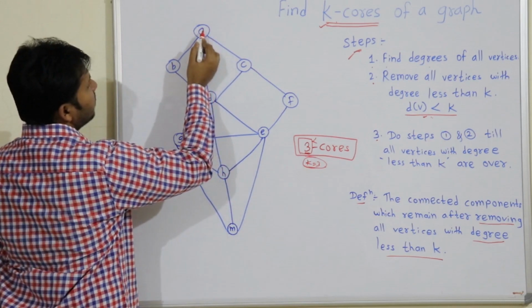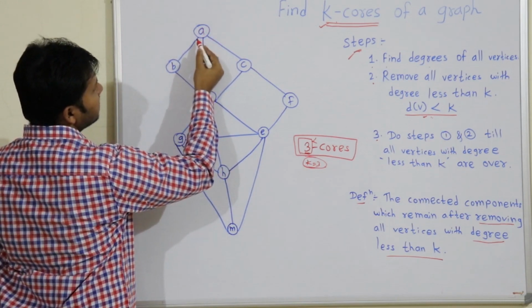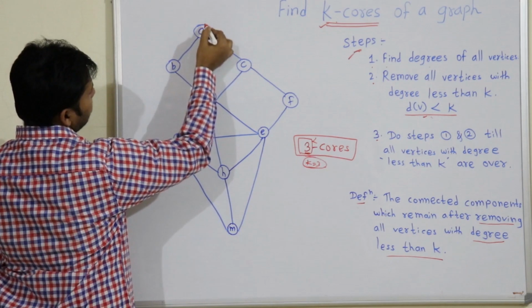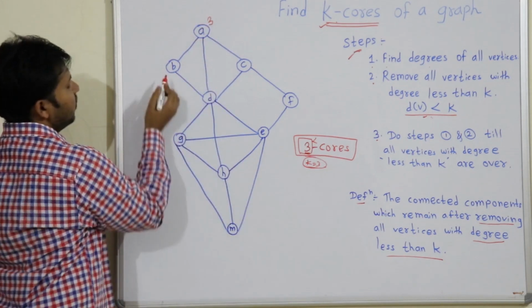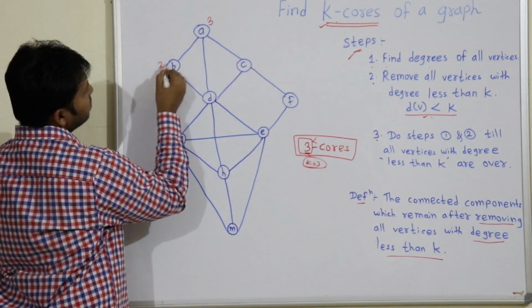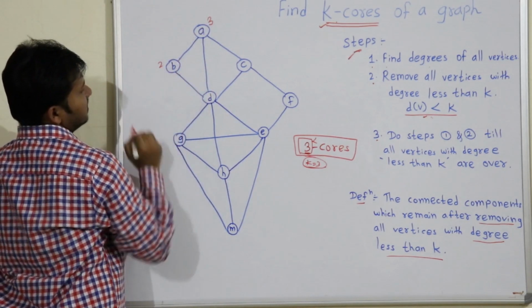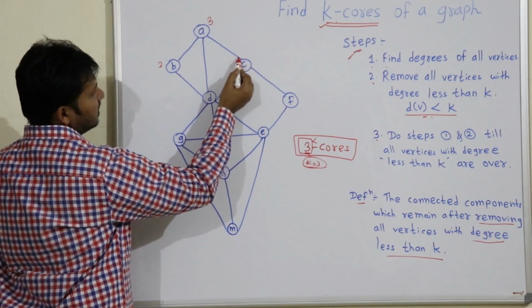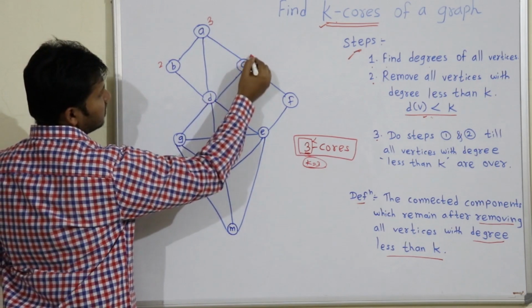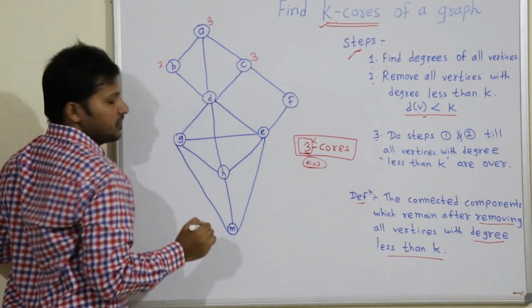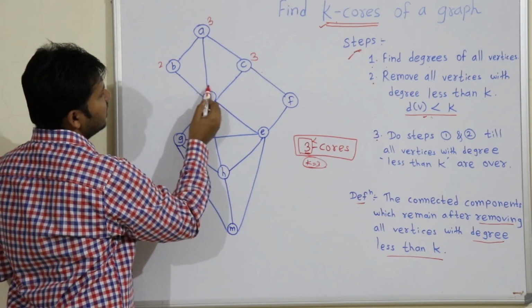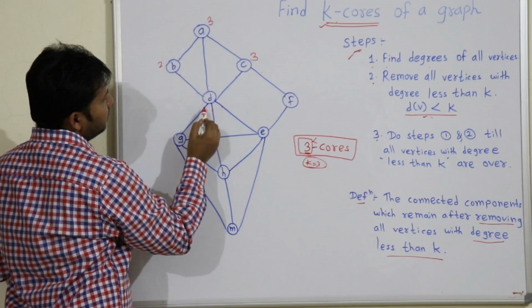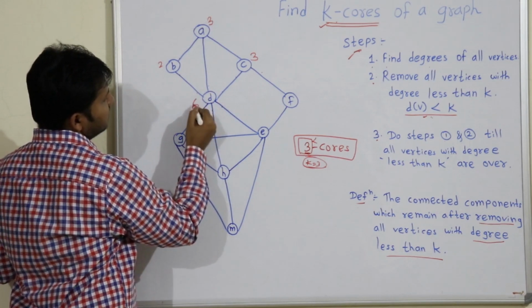Now for vertex A, what is the degree? See, 1, 2, 3. So the degree is 3 for vertex A. Then for vertex B, the degree is 2 because there are 2 edges. For vertex C, the degree is 1, 2, 3. So the degree is 3. Okay. Now for vertex D, what's the degree? 1, 2, 3, 4, 5, 6. So the degree is 6.